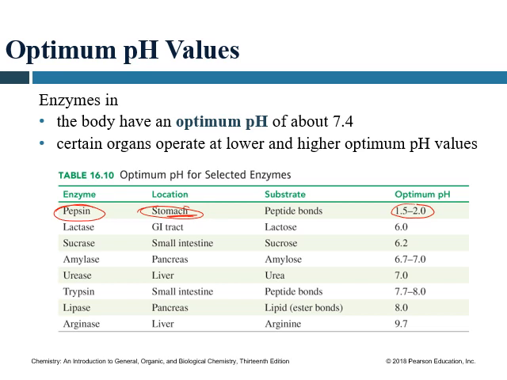So, for example, if you put this pepsin at a pH of 8, it is going to denature because what's its optimum pH? 1.5 to 2.0, which is acidic. But if you put this pepsin at pH 8, it's going to be denatured, and then you won't see any catalytic or enzymatic activity for this enzyme at pH 8, right?